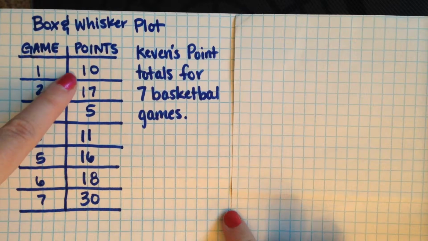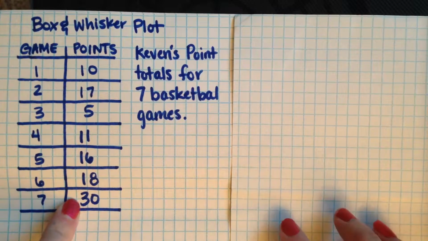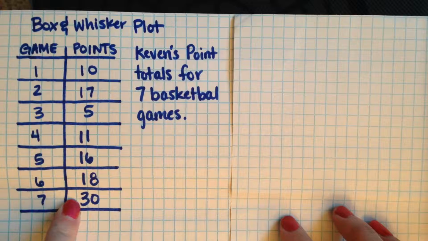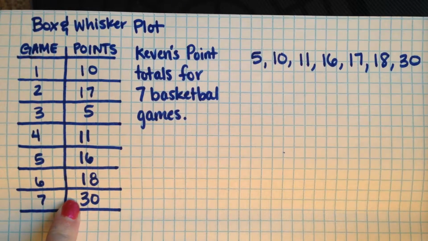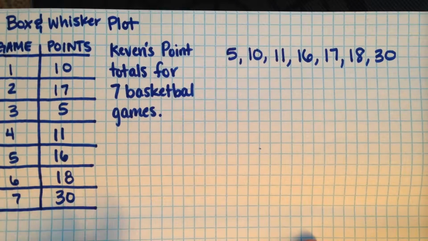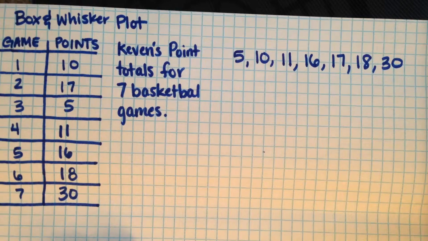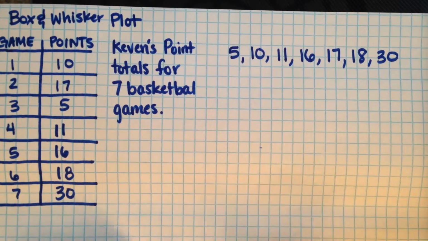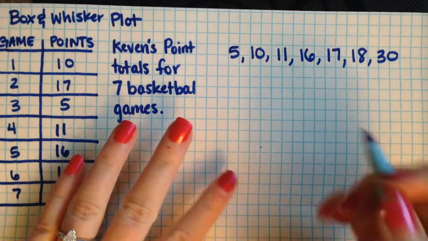Once you have your data, you'll take your number of points listed here, and we need to organize it from least to greatest. So we'll write it out here. We can now identify the maximum and the minimum for our data. These numbers are the first numbers in our 5-number summary.